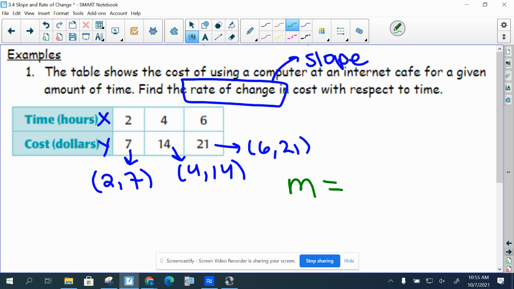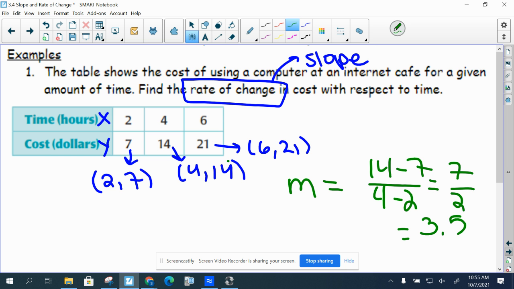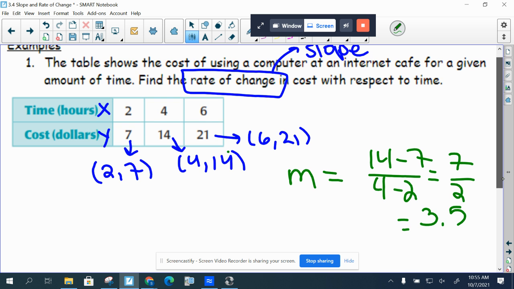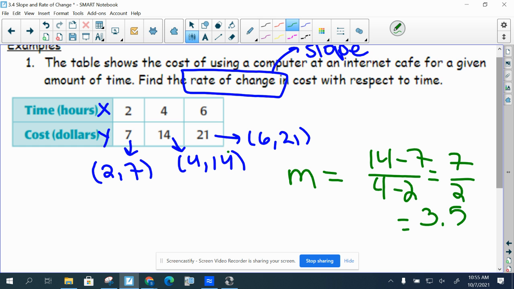So remember y2 minus y1 over x2 minus x1. So 14 minus 7 over 4 minus 2, which is 7 over 2, which is 3.5. So that's 3.5 is the rate of change, but we need a label. What's the label?